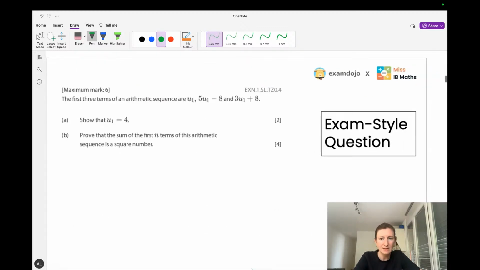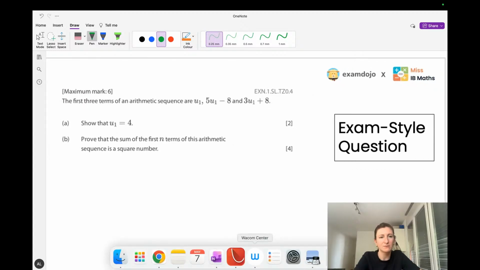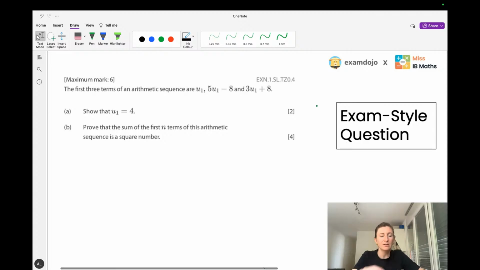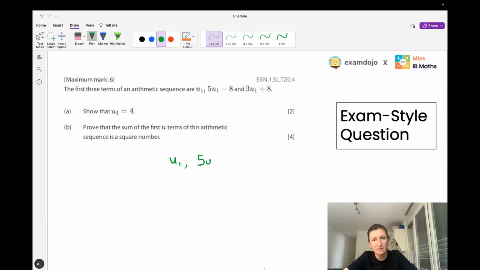All right, some exam style questions now. They love to ask it in different ways where you have to use the formulas and your understanding to work it out. Okay, so this is a paper 1 for AASL, so no calculator. The first 3 terms of an arithmetic sequence are u1, the first term, 5 times u1 minus 8, and 3 times u1 plus 8. Okay, so we pretend that's our term 1, our term 2, and our term 3. Now we need to use that to figure out some things. So show that the first term is equal to 4.